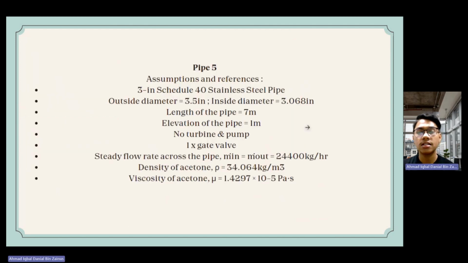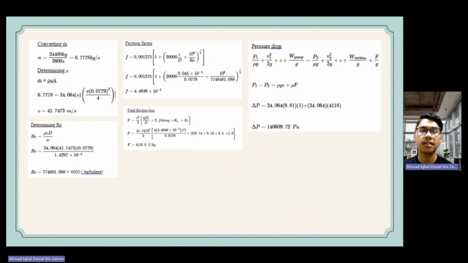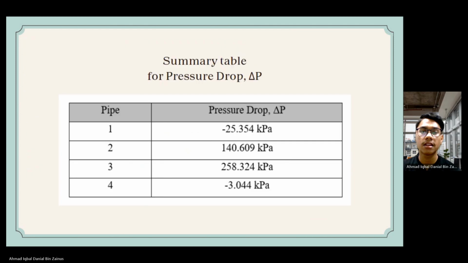All the steps are the same for other pipes and we just need to repeat it. And lastly, this is the summary table for pressure drop. That's all from me, thank you.